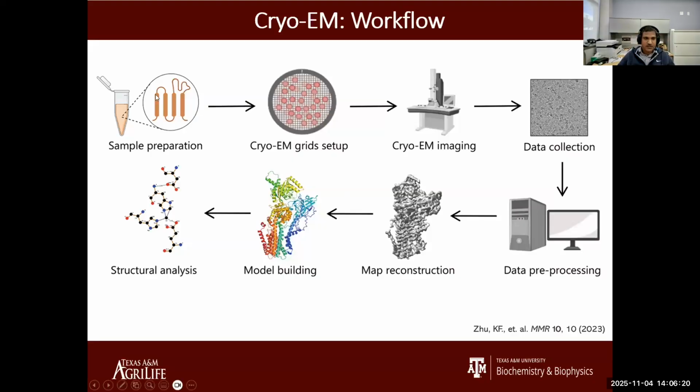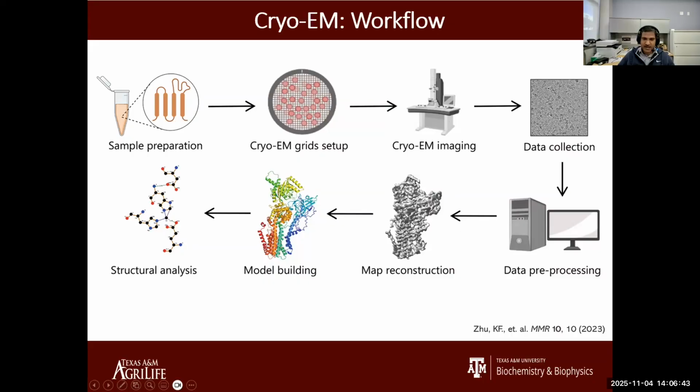So here is an overview of the cryo-EM workflow. First, obviously, we need the sample. So you have to do a lot of biochemistry to get the purest possible sample. Then we prepare the grid, and then we collect the data. Once we collect data, we get this kind of data. You can see the individual protein particles.